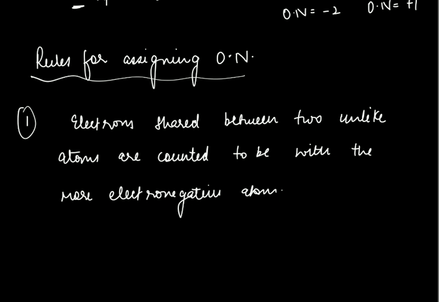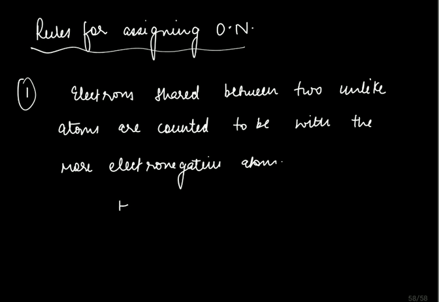So now if we take an example of HCl, I told this before that if you break this bond, the electron pair always belongs to the more electronegative atom, that is chlorine. So between unlike atoms, the electrons shared between two unlike atoms are counted to be with the more electronegative atom, that is chlorine.